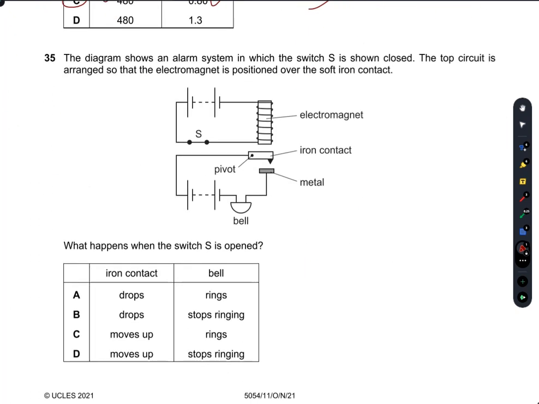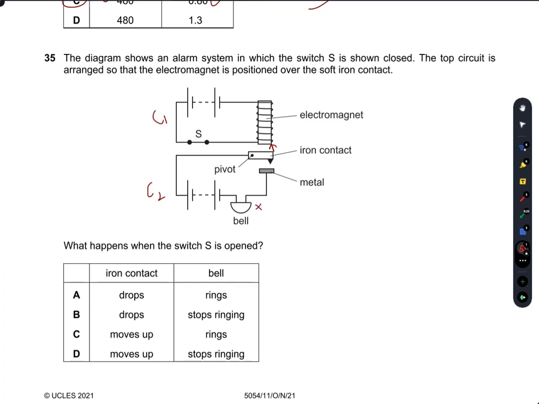The diagram shows an alarm system in which the switch S is shown closed. The top circuit is arranged so that the electromagnet is positioned over the soft iron contact. What happens when the switch S is opened? When this switch S is closed, this iron contact attaches with this electromagnet, and this doesn't allow the circuit to connect, and the bell won't ring.